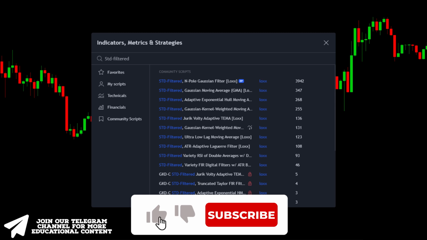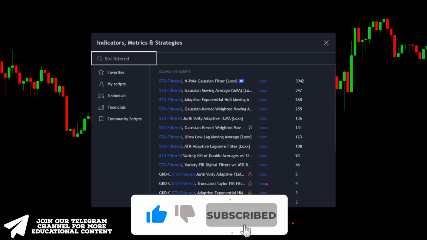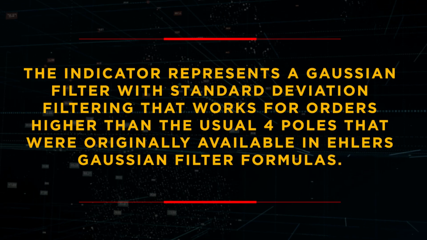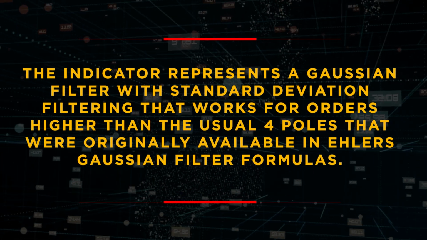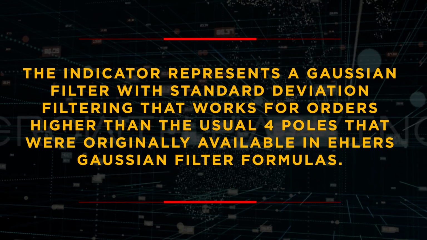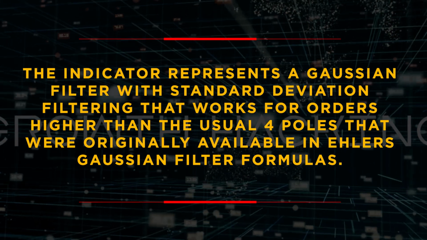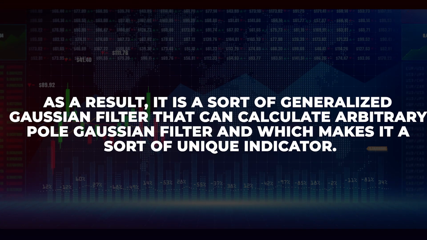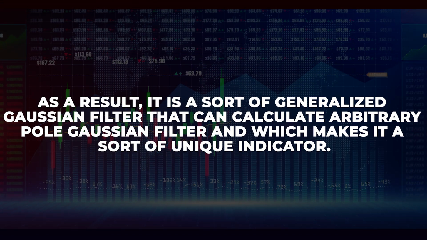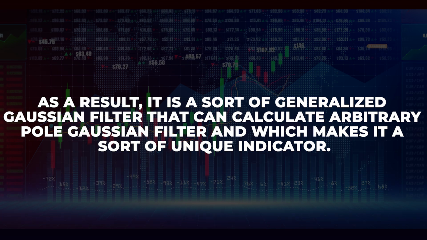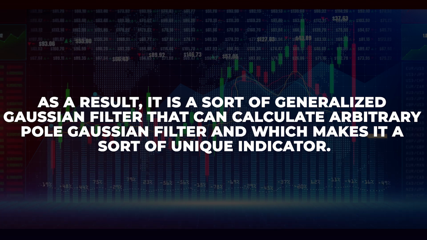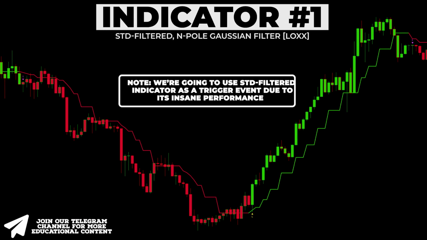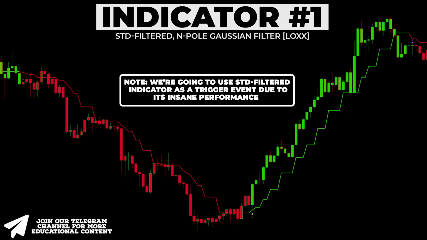So, go to the indicators window, search for STD filtered, and choose this indicator. The indicator represents a Gaussian filter with standard deviation filtering that works for orders higher than the usual 4 poles that were originally available in Ehlers' Gaussian filter formulas. As a result, it is a sort of generalized Gaussian filter that can calculate arbitrary pole Gaussian filter and which makes it a sort of unique indicator. Again, we're going to use STD filtered indicator as a trigger event due to its insane performance.